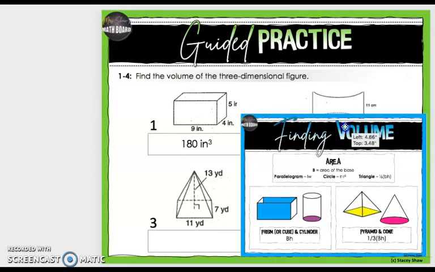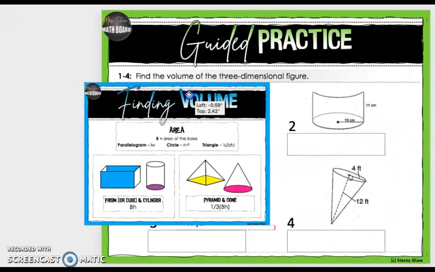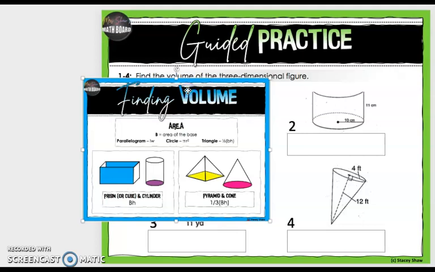Okay, the next one we're going to go to number 2, so we'll just move our cheat sheet over this way. So for number 2, we're finding the volume of a cylinder. Okay, so come over here, and that's the same formula as a rectangular prism, the area of the base times the height. So first we need to find the area of this base, this circle. Okay, so we have a radius of 10.